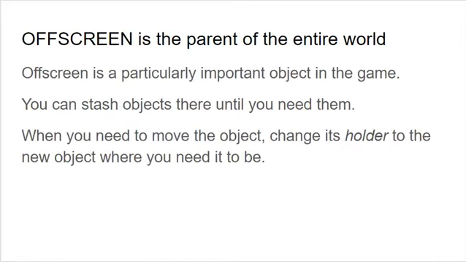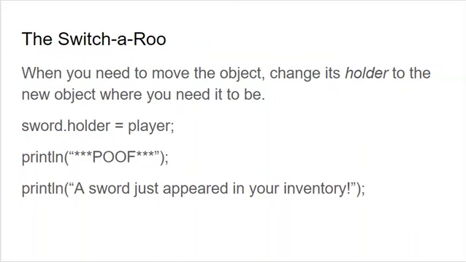Now let's look at an example of using off screen as a place to stash things that we're going to need later. And as I said before, you can set something's parent to be off screen, and now it's removed from the visible world. And to pop it into the world, you just change its holder property to be the place where you want it to be. So I call this the switcheroo.